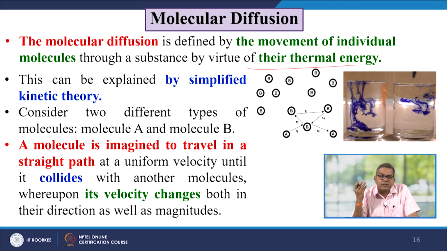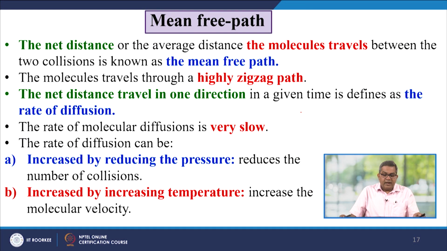A molecule is imagined to travel in a straight path at a uniform velocity until it collides with another molecule, whereupon its velocity changes in both direction and magnitude. So, this is A and it collides with B. The average distance the molecule travels between two collisions is known as the mean free path. The molecule travels through a highly zigzag path.